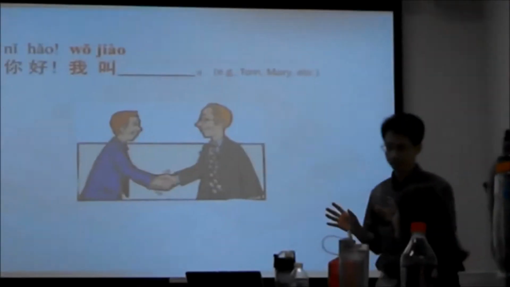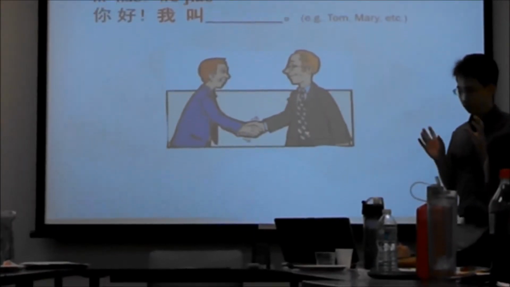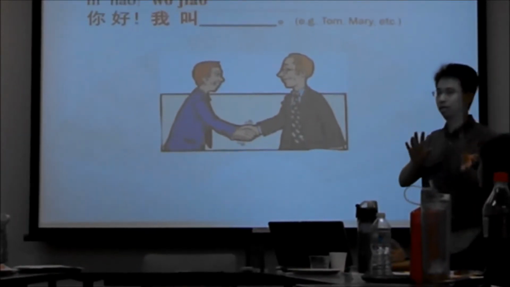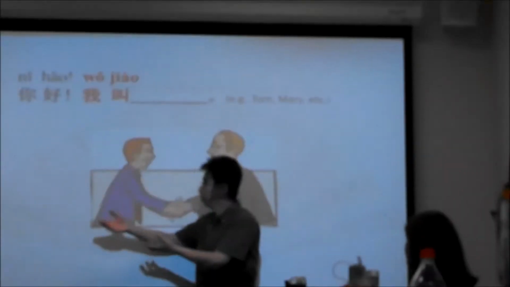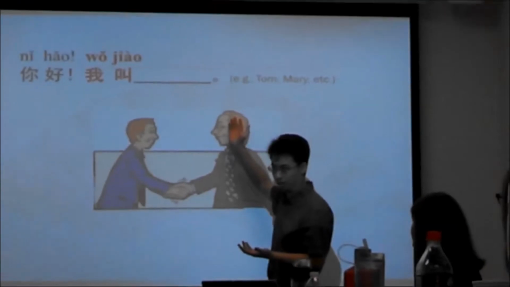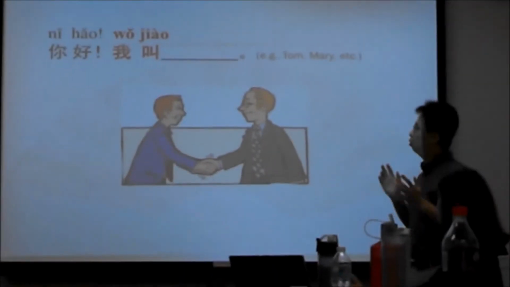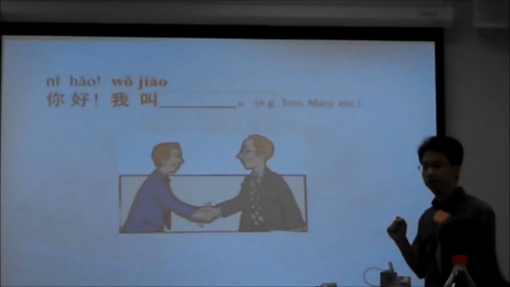So to build on that, ni hao is something that they already know. Then we introduce something new. Students should already know about it. This is to introduce themselves. So ni hao, 我叫.